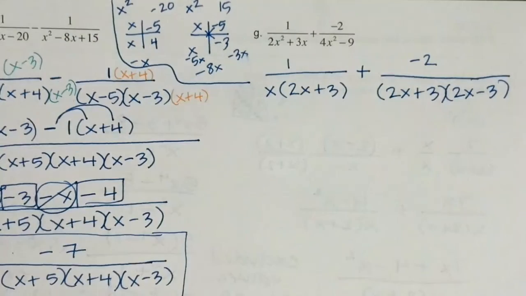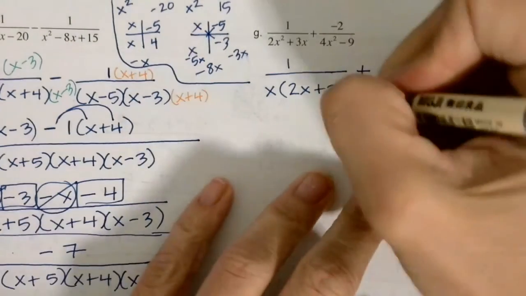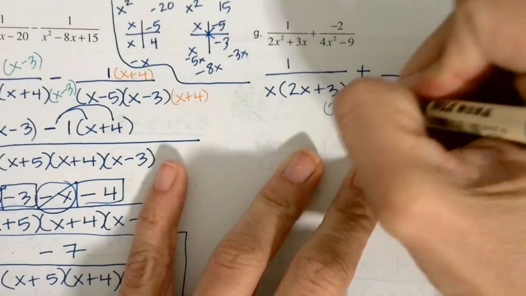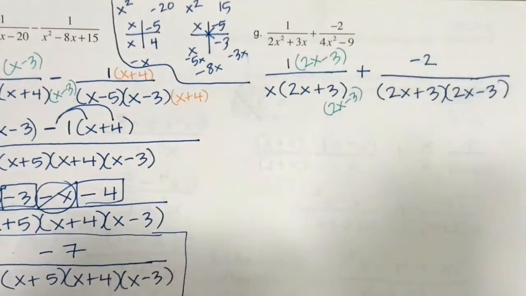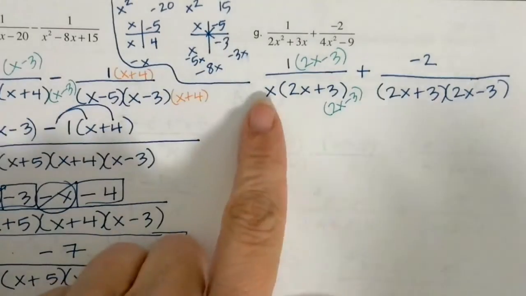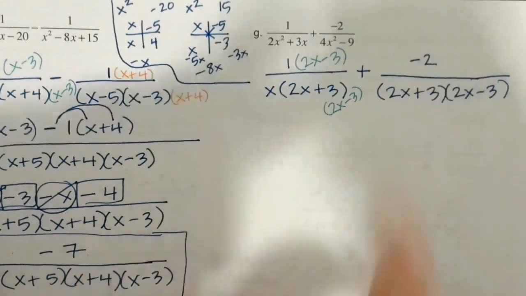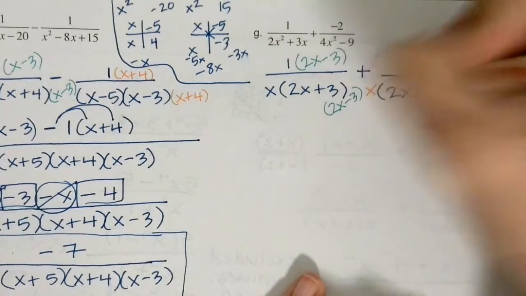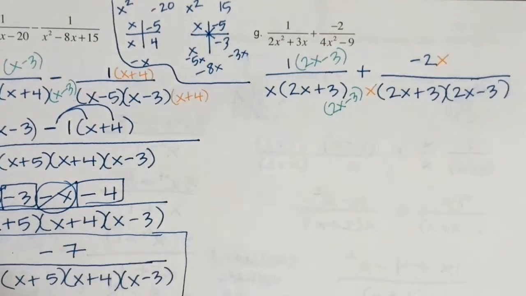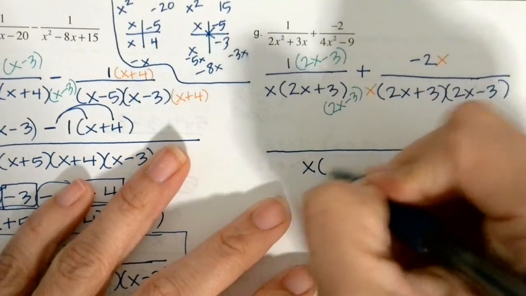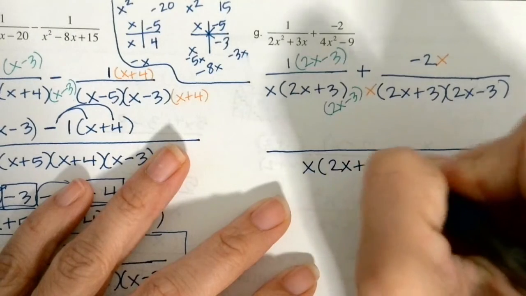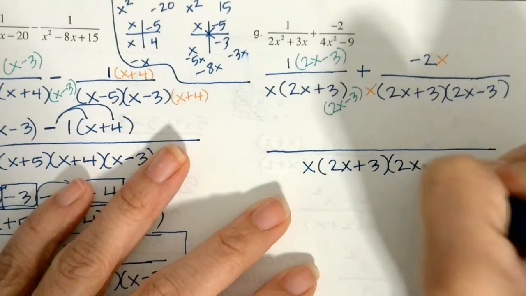Alright, so there we go. Now we got to get common denominators. So this one needs a 2x minus 3. And the second fraction has the 2x plus 3 and the 2x minus 3, but it needs the x that's right there. Okay, so now that we have the common denominators, we're going to combine it to a single fraction, because that's the whole point of combining fractions.